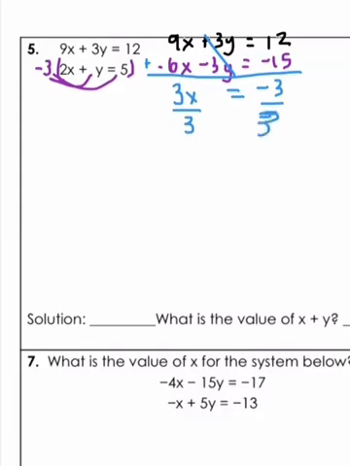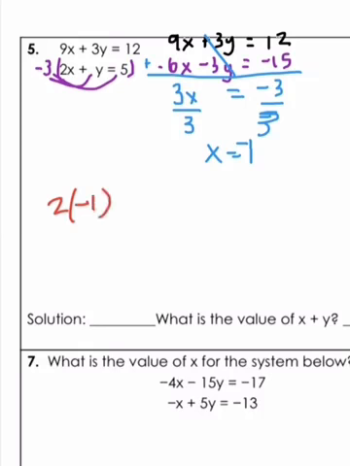Not -3, divide by 3. So x is -1. Okay. So then we're going to take that -1 and we're going to plug it in for x into either equation. You can use the top or the bottom. So I'll show that you can use both, so I'll use the bottom one this time.